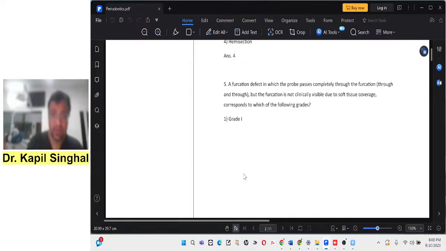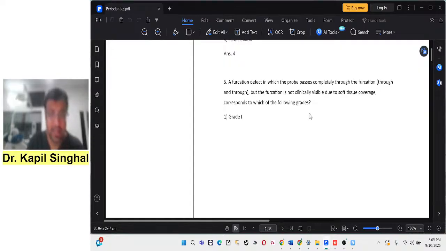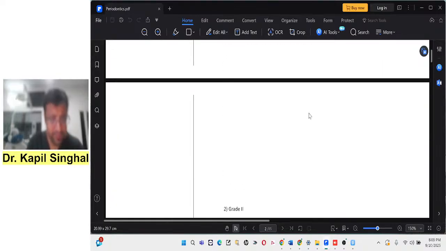So now let's read the question further. But the furcation is not clinically visible due to soft tissue coverage. So it means it is grade 3, because in grade 3 the furcation is clinically covered with soft tissue and it's not clinically visible. If it is clinically visible, it will become grade 4. So the answer here would be grade 3.